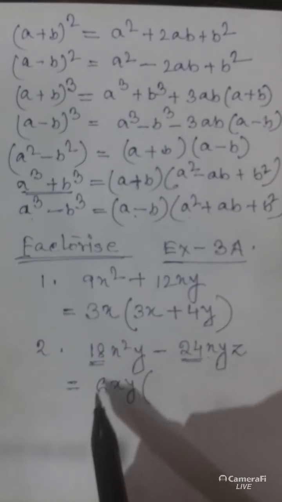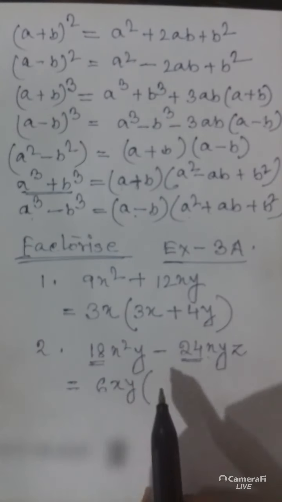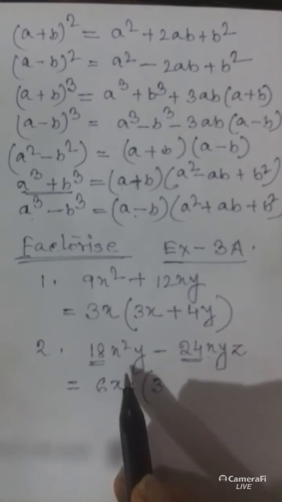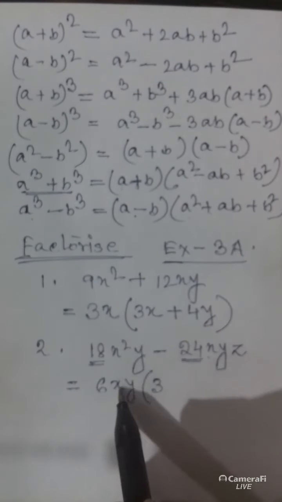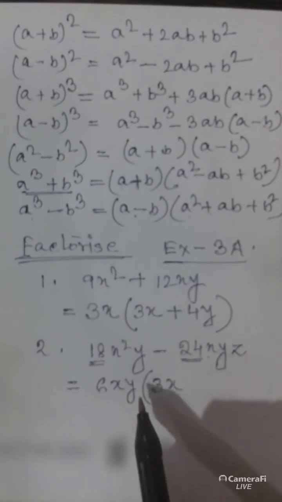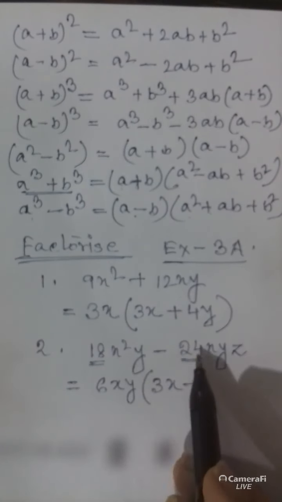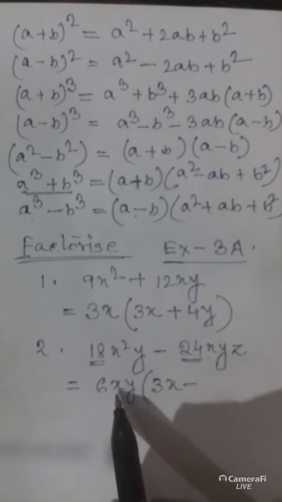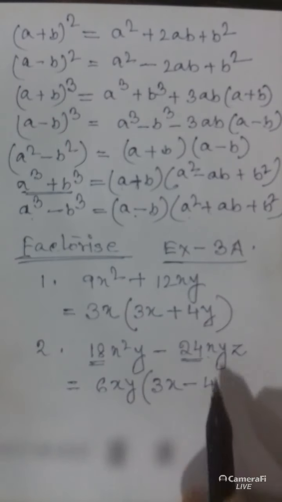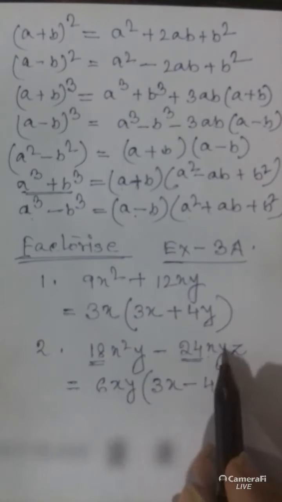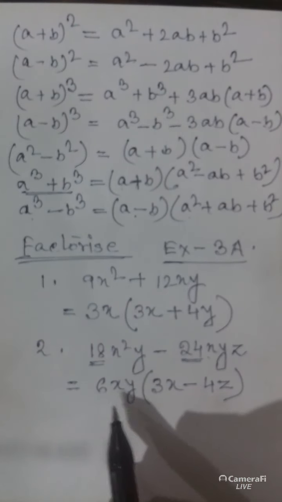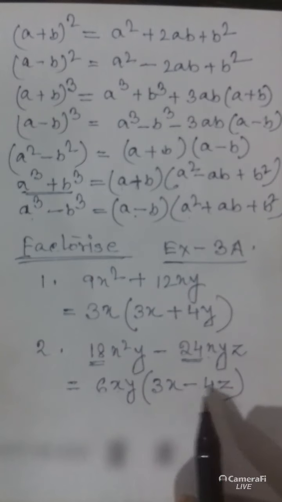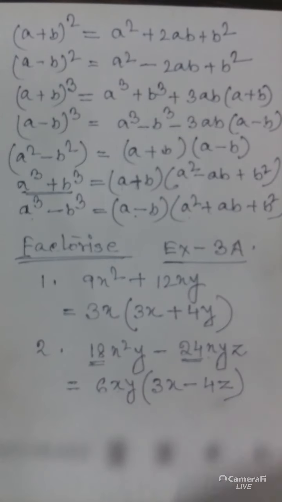And which number is left? 18 divided by 6 means 3. X to the power 2, where x is common, then 1x is left. Minus 24: 6xy common, 4; x common, y common, z is left. Then the answer is 6xy times 3x minus 4z. Okay.